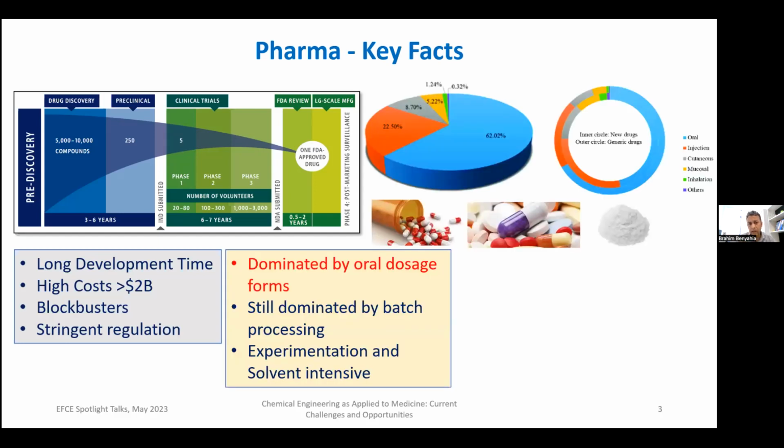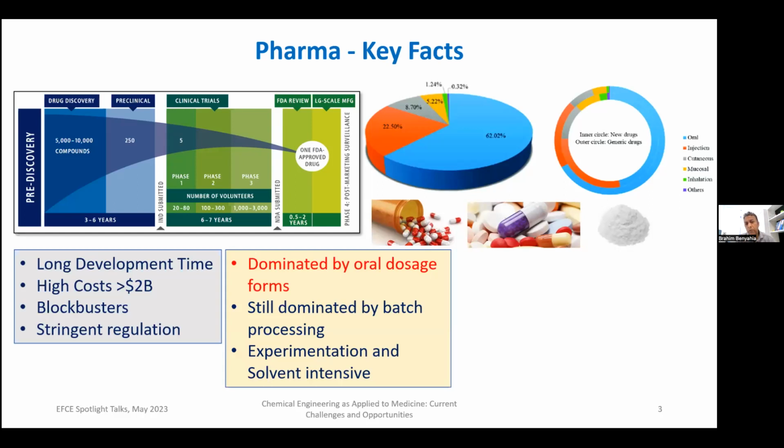Another key fact is most of the drugs available now are solid dosage forms. It depends on countries, but usually we think about more than 60% of the drug products being oral solid dosage forms. So this highlights the importance of formulation and the importance of crystallization, which is one of the main purification processes used in pharma.